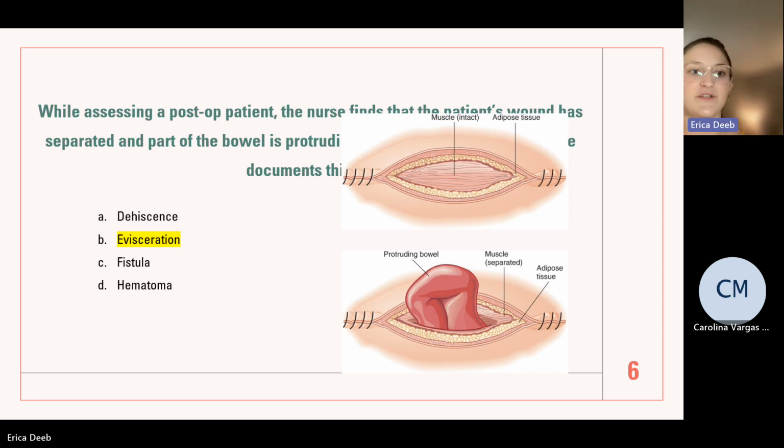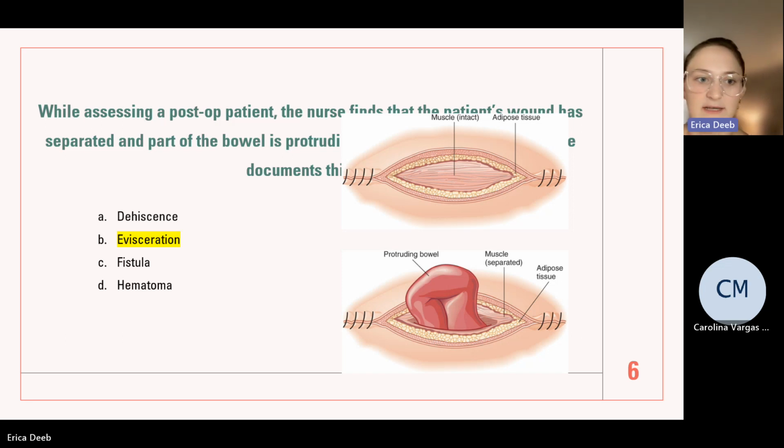And then with the fistula, this is an abnormal passage that connects two body cavities or a cavity and the skin. A lot of times fistulas occur in the genitourinary tract. So you'll have a fistula that is between the rectum and the bladder, or the rectum and the skin. So that's what a fistula is. It's like a tunneling.